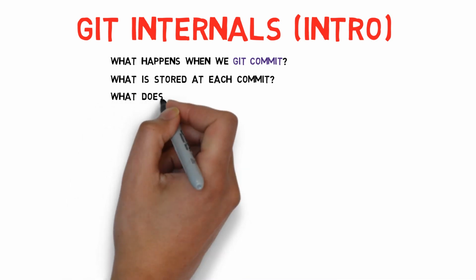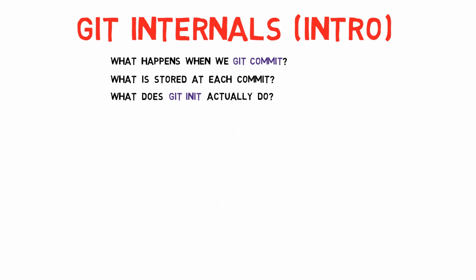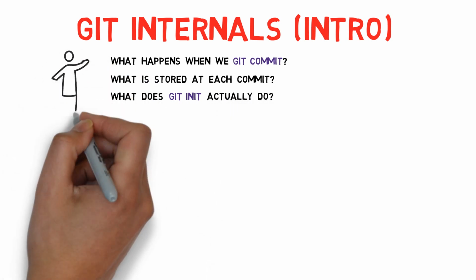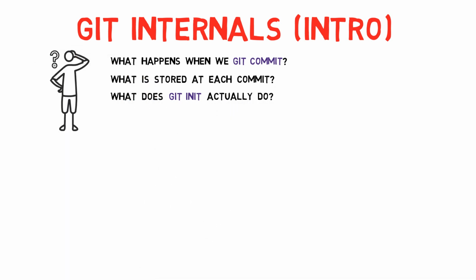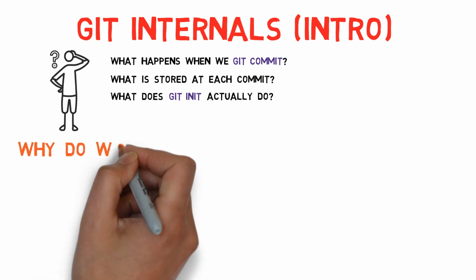What really happens when we use Git init? Many people who use Git don't know the answers to these questions. But why does it really matter?